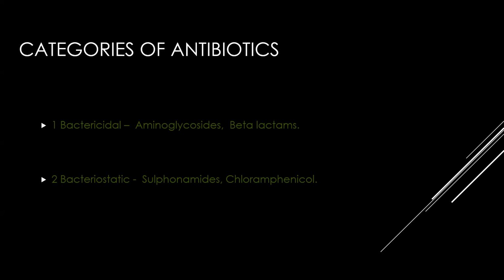Categories of antibiotics. We have two categories of antibiotics. One is bactericidal, another is bacteriostatic. Now, bactericidal drugs kill the target bacteria or pathogen. That means they are specific in their action. They are more effective and more preferred. These bactericidal drugs are directly targeted to a single type of bacteria or pathogen.